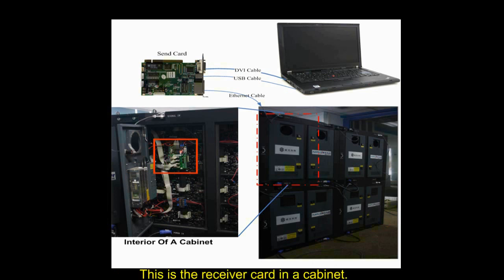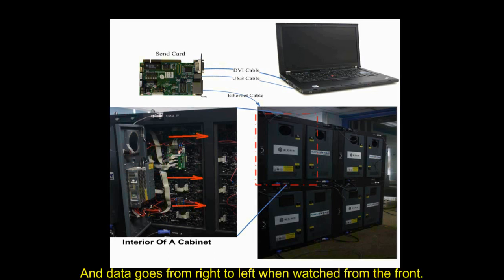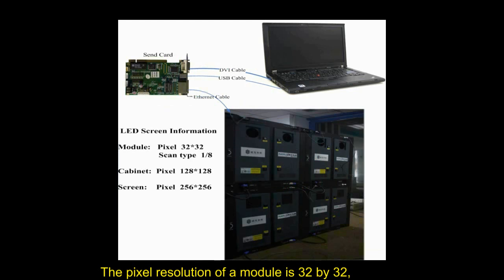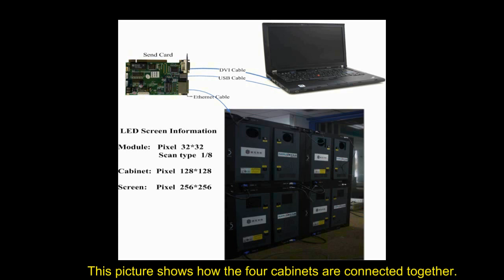This is the receiver card in a cabinet. It is connected with the module through flat cables. Also seen from this picture is that there is a 4x4 module array in this cabinet. Modules of each row are connected together, and data goes from right to left when watched from the front. From right to left, this is the module cascading type of this cabinet. The pixel resolution of a module is 32 by 32, and that of a cabinet is 128 by 128. This picture shows how the 4 cabinets are connected together.